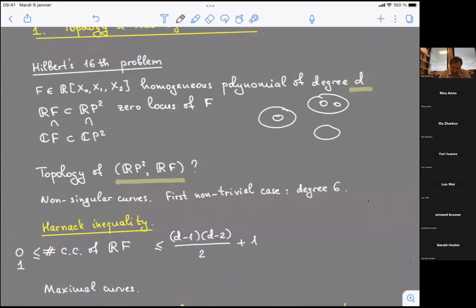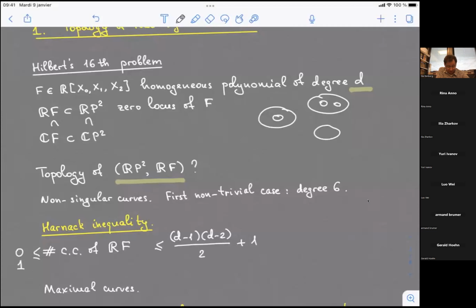So if the degree is odd, then you can bound from below the number of components by 1, and of course 0 and 1. So 0 in the case of even degree and 1 in the case of odd degree. These lower bounds are sharp.